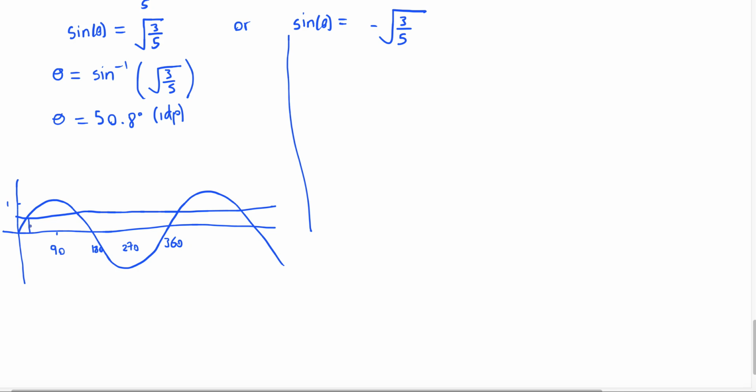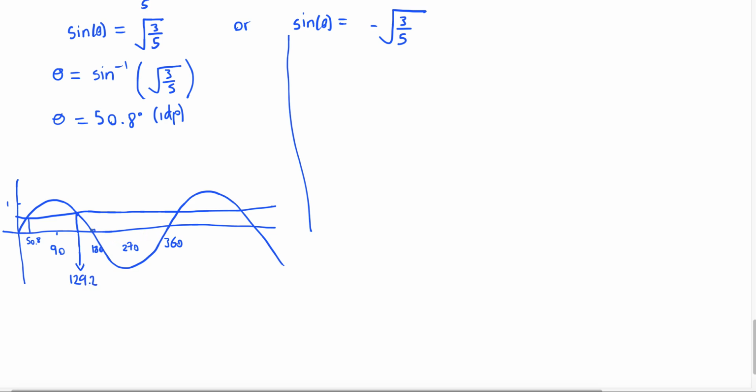So basically, we know that this little gap here, though not drawn to scale, is 50.8. We also know that the gap between here and this point, because of the symmetry, is also 50.8. So if we know this point here is supposed to be 180, and the gap is 50.8, then this point is going to be 180 minus 50.8. So 180 minus 50.8 is going to give us 129.2.